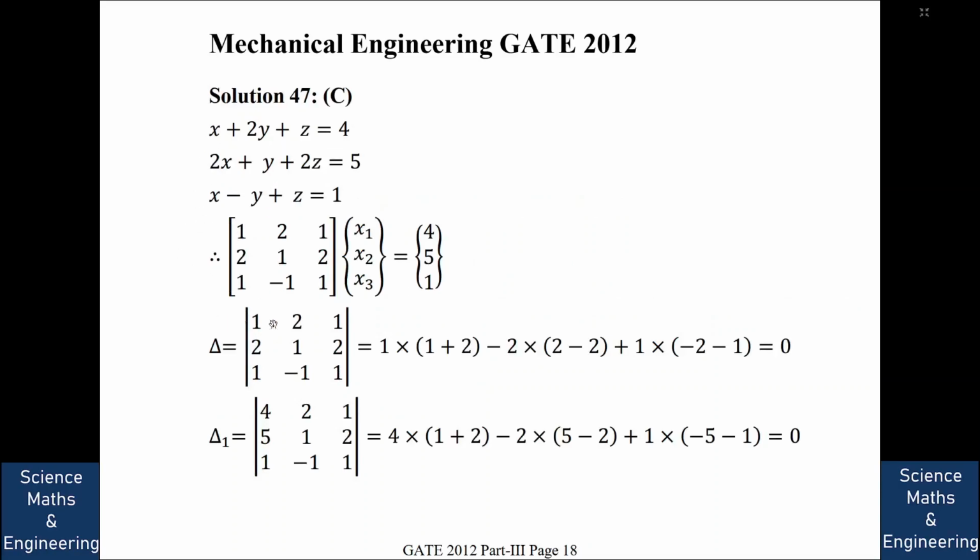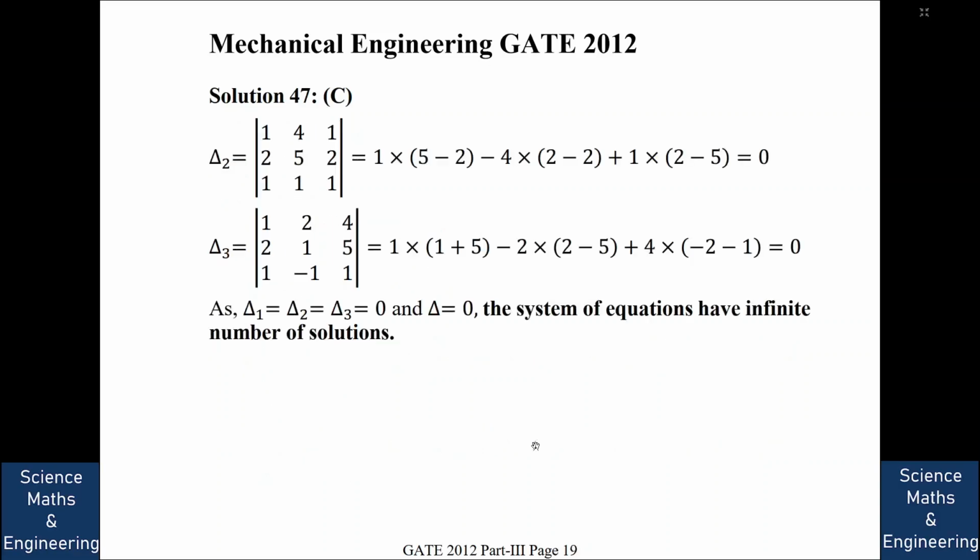So we first write it in matrix form. Now the determinant of this matrix would be 0. Now delta 1 is when we put this part B1, B2, B3 here, and then the next parts. So again we get delta 1 equal to 0. Next we get delta 2 equal to 0 and delta 3 is also equal to 0. Now as all these determinants are 0 and the main determinant is also 0, the system of equations has an infinite number of solutions. Okay, so we'll go to the next question.